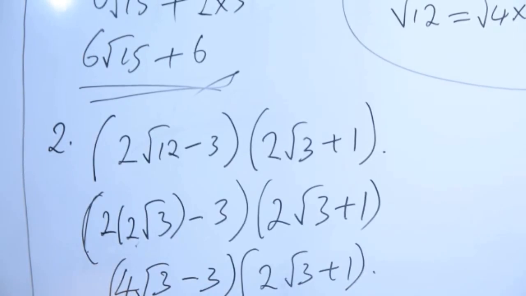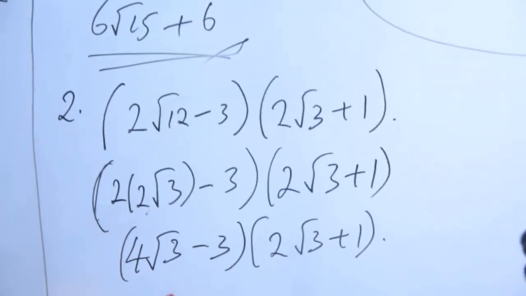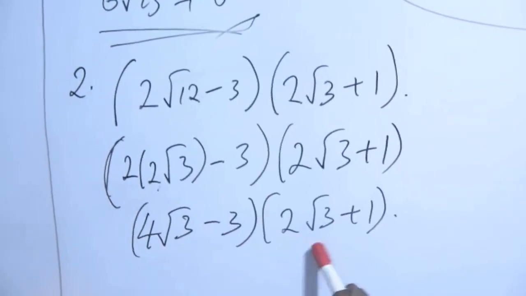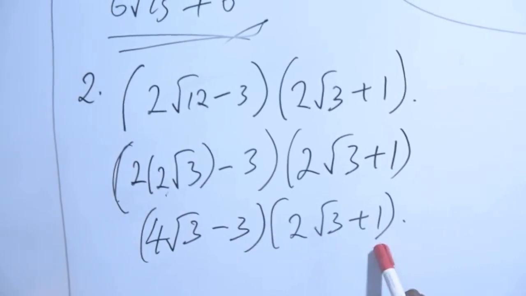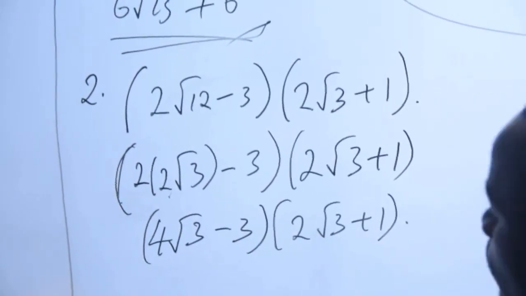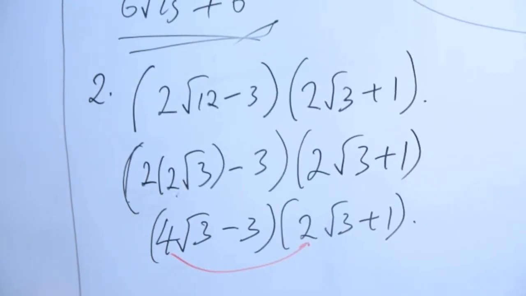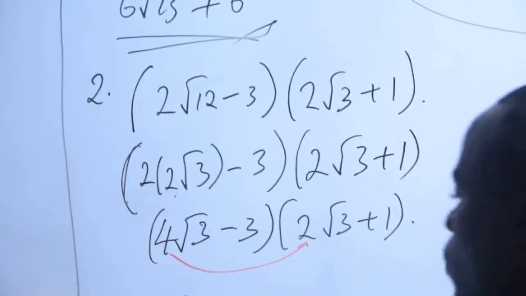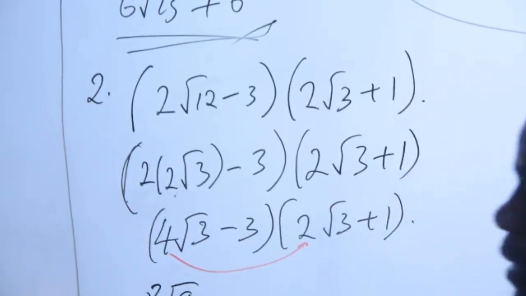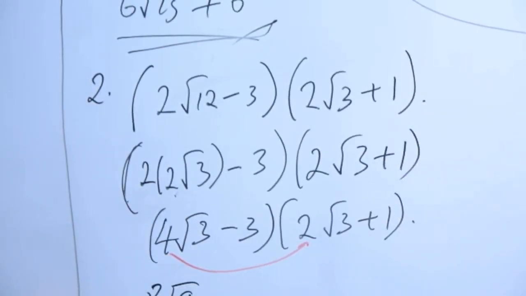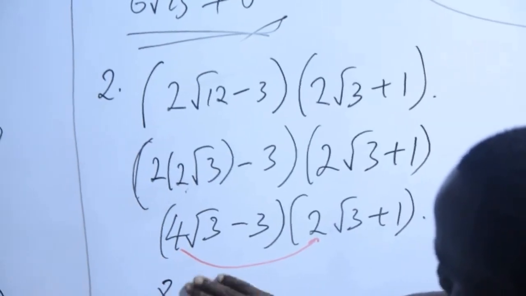And here we go. Just as I explained earlier, this 4 root 3 will multiply everything inside this bracket, and this minus 3 will also multiply everything inside this bracket. Therefore, we are going to have 4 root 3 times 2 root 3. That will give us what now? 8 root 9. And what is root 9? 3, isn't it? So we don't need to waste our time putting root 9, we will just put 8 times what now? 3.